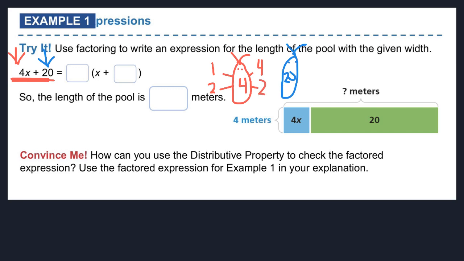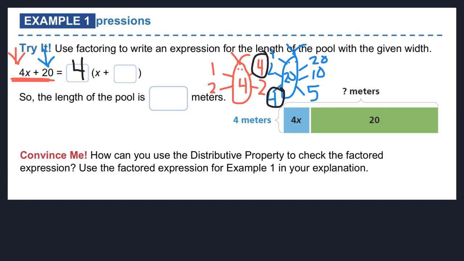When I do the 20 bug, I'm going to have more legs. I'm going to have 1 times 20, 2 times 10, and 4 times 5. And then I'm going to compare the legs. What's the biggest leg number on both bugs? So if I look, there's a 4 here and a 4 here. That is the biggest number in common. So that's going to come out here.